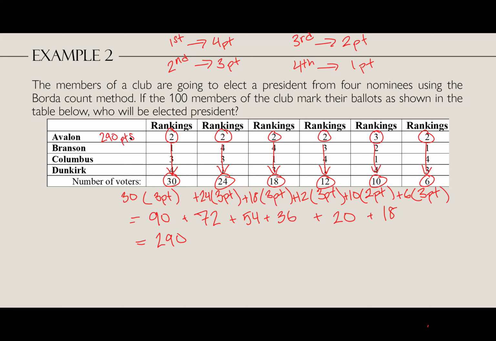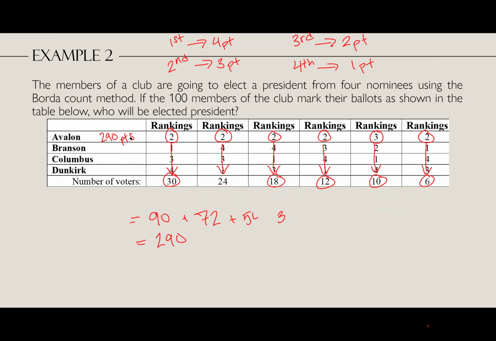So now we got to compare to Branson, Columbus, and Dunkirk. If you want, you can go ahead and try to attempt this yourself and skip forward, or you can stay for the explanation as I talk through this. So now let's work with Branson. So let me clear all this up as fast as I can. We're focusing on this second column now.